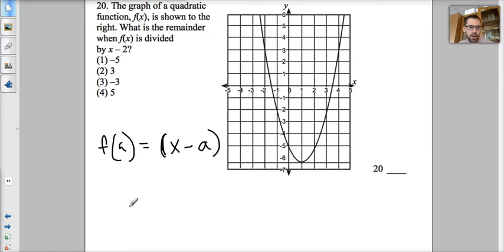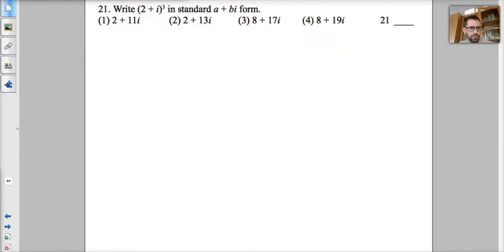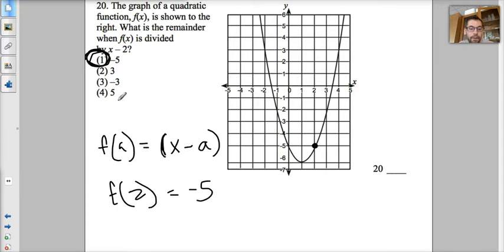So that means I can do f of 2 to find the remainder when I divide by x minus 2. If I'd been dividing by x minus 3, I would have done f of 3. Anyways, f of 2, so if I go to f of 2, that would be equal to negative 1, negative 2, negative 3, negative 4. It's right here at around negative 5, so that would be answer choice number 1. It's about negative 5. I think the graph's actually a little off.